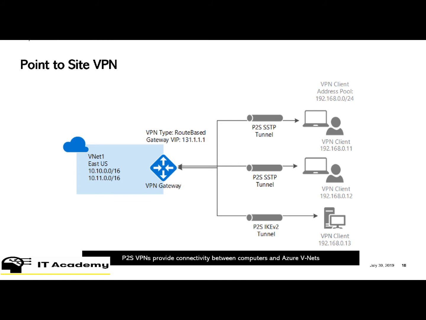So there are two types of tunnel provided by Azure point-to-site VPNs. The first one is using site-to-site tunneling protocol, and the second one is using Internet Key Exchange.